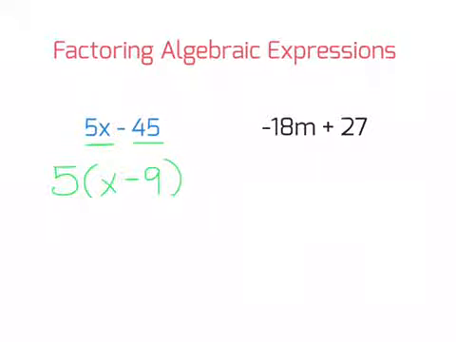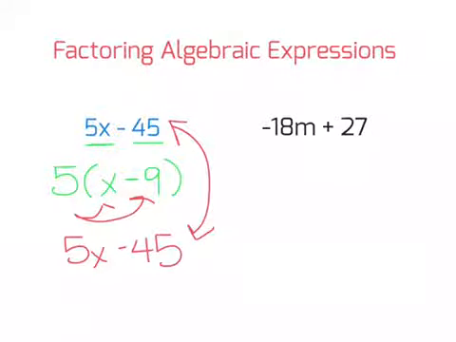Now remember, you could always go back and distribute to make sure that you get back to where you started from. You don't have to, but if it makes you feel better to know that you're doing it right, this is what you would do. You could distribute and say, okay, well, 5 times x is 5x, and 5 times a negative 9 is minus 45. And if these two match, you know that your factored algebraic expression is correct. So I know that this is right because I checked it by distributing.